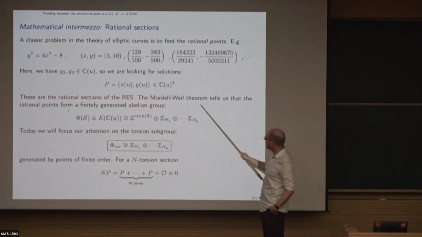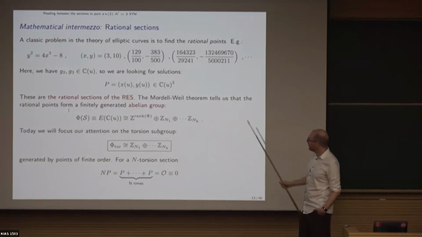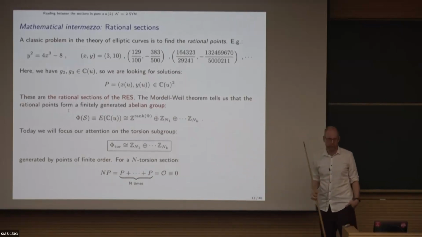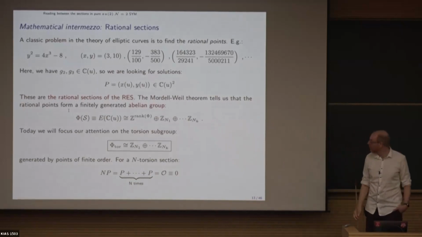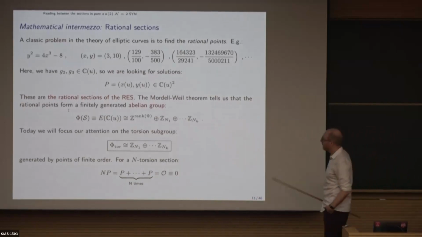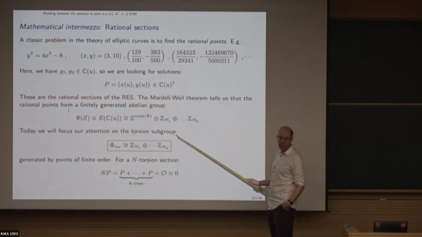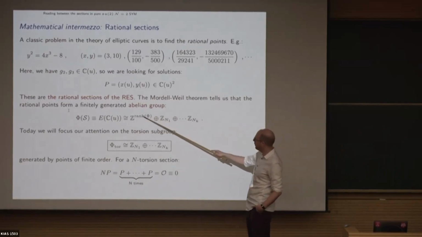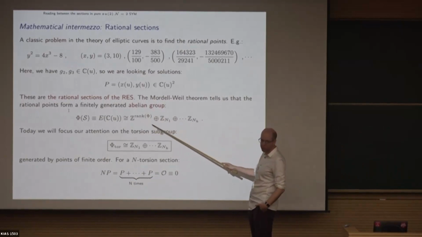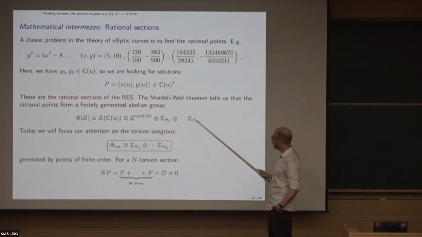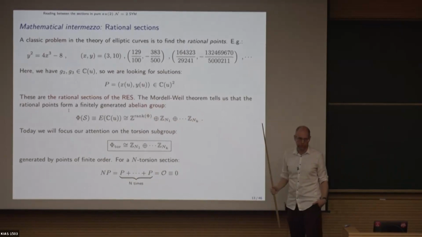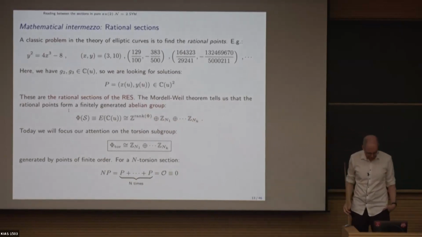And it's this classic Mordell-Weil theorem that the space of rational sections of a rational elliptic surface, of our Seiberg-Witten geometry, is a finitely generated abelian group. And so by the fundamental theorem of abelian groups, there is a free part, where the rank of the free part is called the rank of the Mordell-Weil group. And then we'll be interested in the torsion part, which is a bunch of Z over nZ.